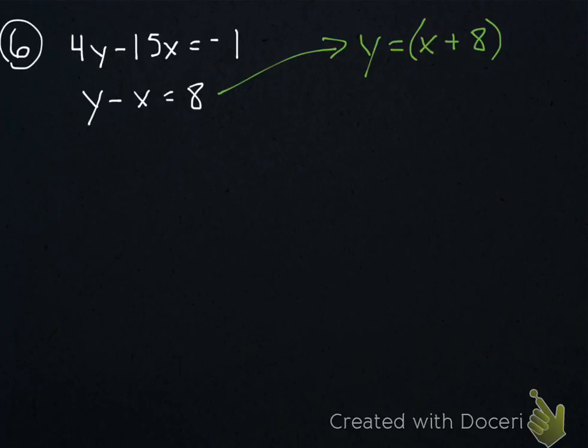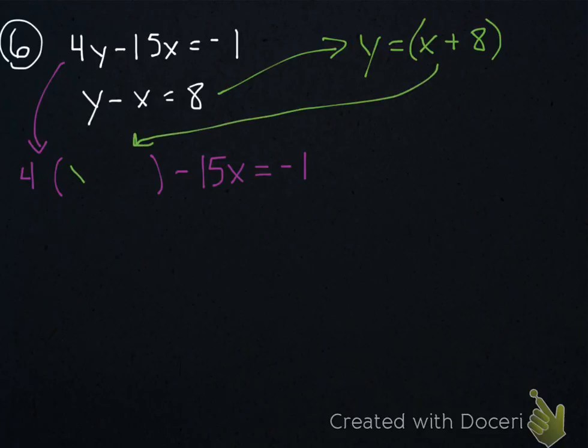I'm going to take the other equation and plug that y in. So I'm going to have a 4 with parentheses minus 15x equals negative 1. Now what goes inside the parentheses? That's right. The x plus 8 goes inside those parentheses. So now we can distribute that 4. So we get 4x plus 32 minus 15x equals negative 1.